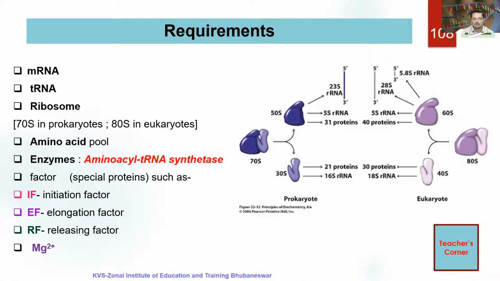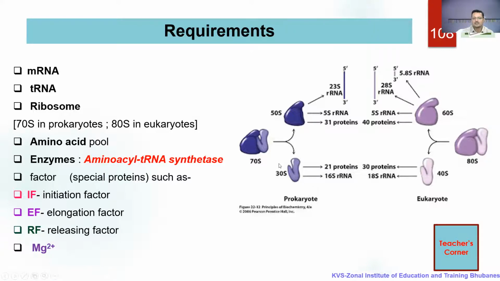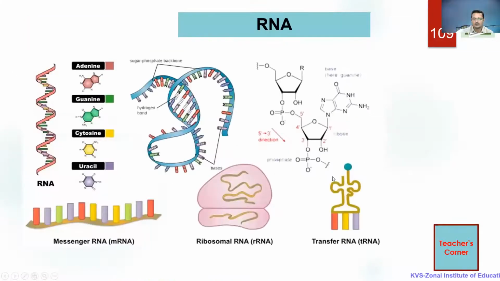So we have got some factors which we call initiation factors, elongation factors, and releasing factors, and magnesium ion. You have also seen how this 70S ribosome is bifurcated and 80S is bifurcated. There are two subunits, 50S and 30S. And again, 80S has got 60S and 40S. So these are certain things.